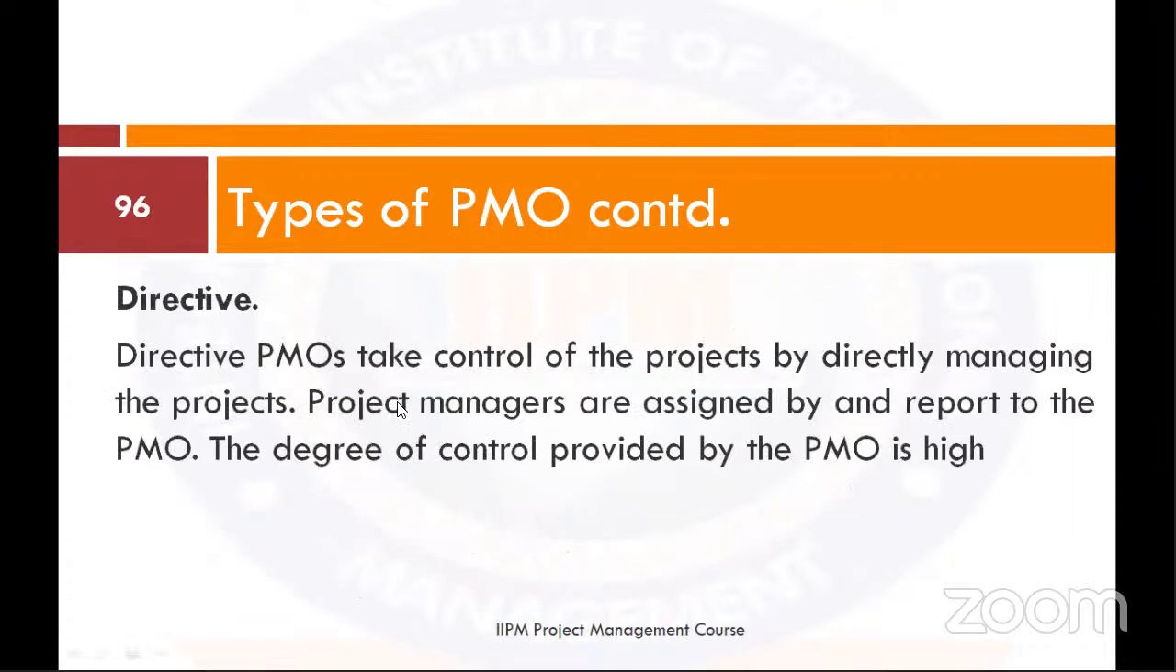Then you have the directive PMO. The directive PMOs take control of the project by directly managing the project. Okay, so this is where we have a case of the functional managers now. So the functional managers, they take up the project and they manage it themselves. Okay. Project managers are assigned by and report to the PMO. The degree of control provided by the PMO is high. Okay.